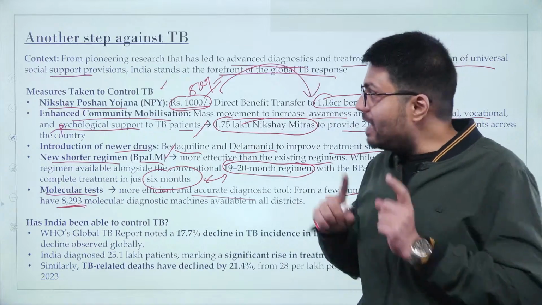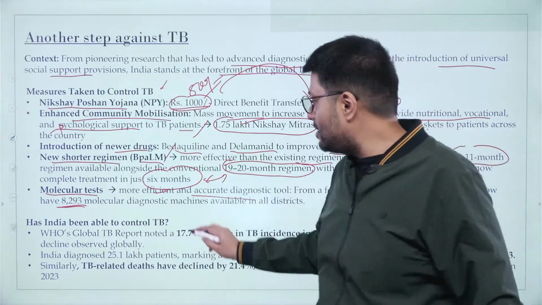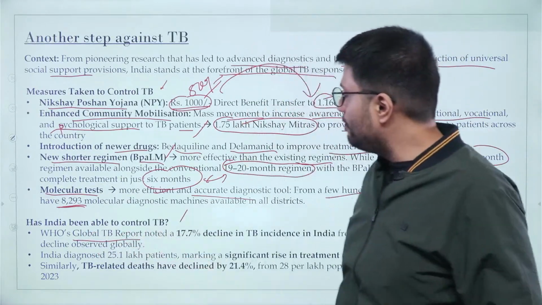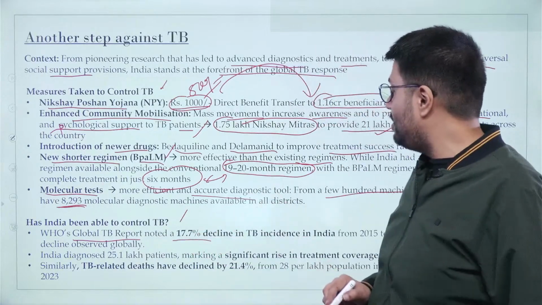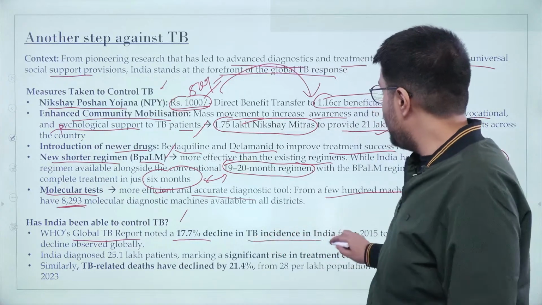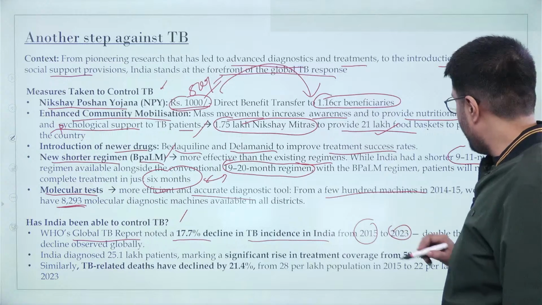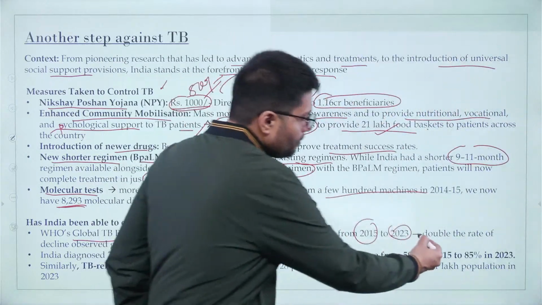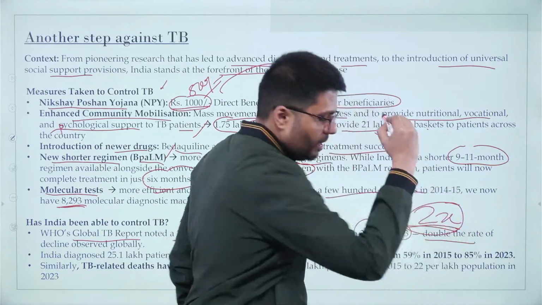Now, have these steps resulted in success? The answer is yes, because according to WHO's Global TB Report, India has witnessed a 17.7% decline in TB incidence between 2015 and 2023. Now, this is double the rate, that is 2x more than the world has achieved.